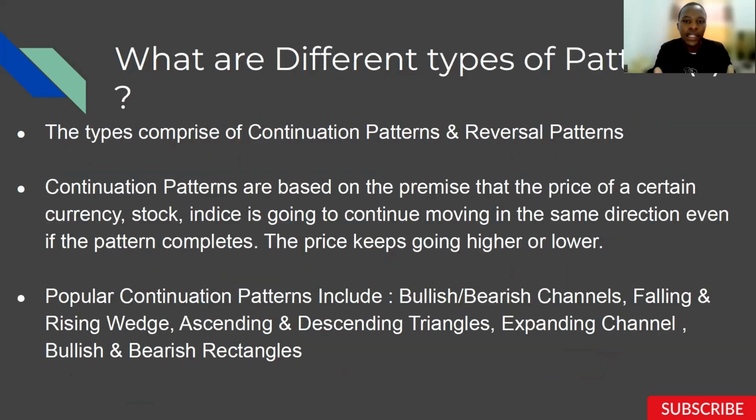Right. So like I said, there are different types of patterns. These consist of continuation patterns and reversal patterns. Continuation patterns are based off the fact that the market is going to continue in the direction it came from initially. Reversal patterns are when you have a downtrending market, and at the end of that downtrending market, there are patterns that will serve as a signal that the market is about to change direction. So continuation patterns, like I said, are based on the premise that the price of a certain currency or stock is going to continue moving in the same direction even after the pattern completes, right?